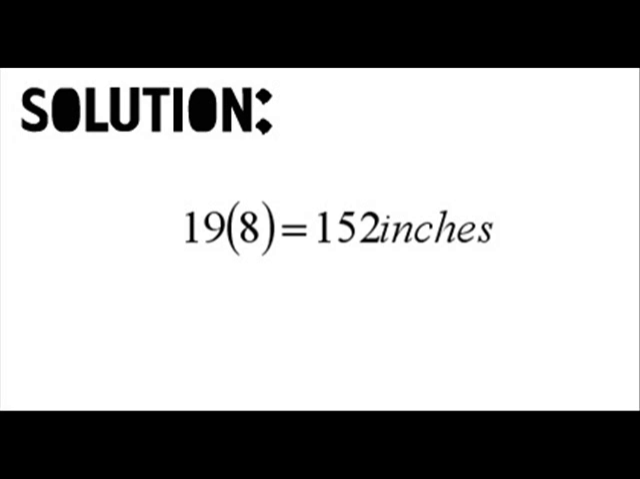Since the polygon is an octagon, we have to multiply the measure of the sides, which is 19 inches, by 8. So 19 times 8 is equal to 152 inches. 152 inches is our perimeter.